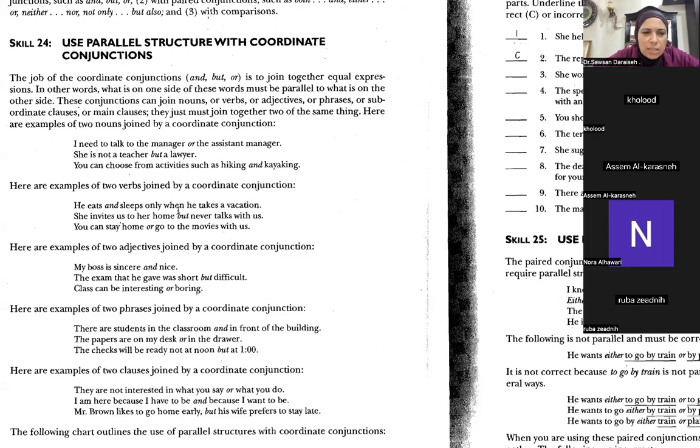She invites us to her home. She invites. We're talking about verbs here, because we said from the very beginning, two verbs. She invites us to her home, but never talks. Look at the verbs: are they parallel? Invites and talks with us. So they are parallel. Okay. That's not nice. What do you think, guys? If you invite someone to your home, shouldn't you talk to them?